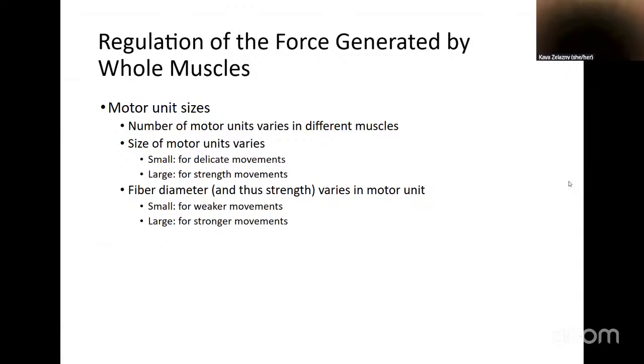Okay. Within a motor unit, we're going to see that those small motor units for delicate movements also tend to have smaller fibers, right? So they're going to be a little weaker. And those large motor units that are adapted for strength are going to have larger muscle fibers within them.